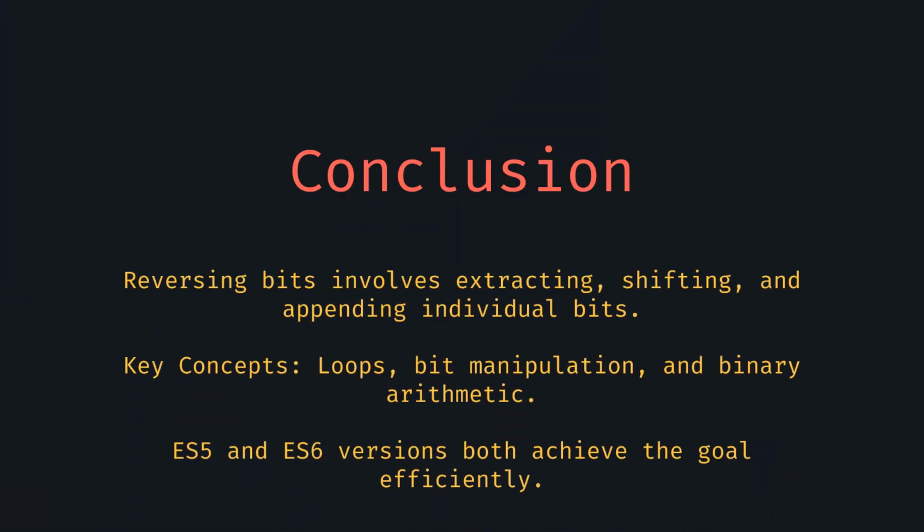To summarize, we reverse the bits of a 16-bit unsigned integer by extracting the bits one at a time, shifting them, and appending them to the result. We explored both ES5 and ES6 solutions, highlighting the use of bitwise operators for improved performance.